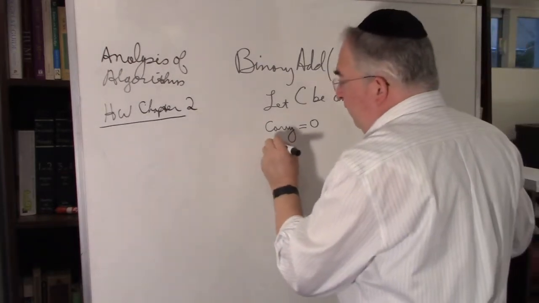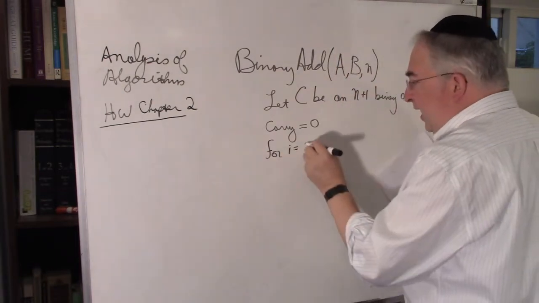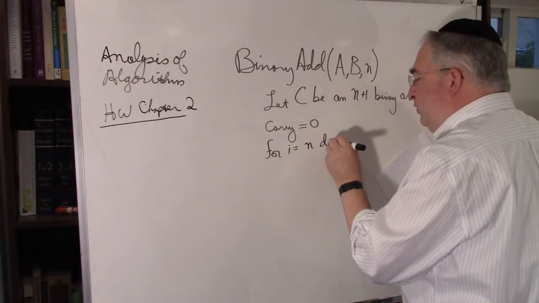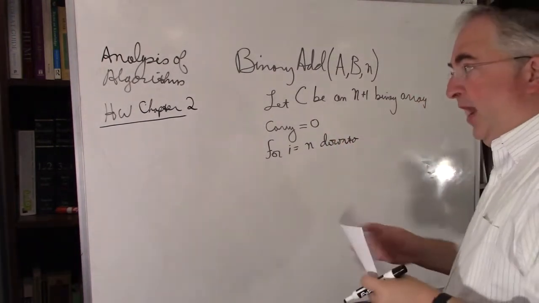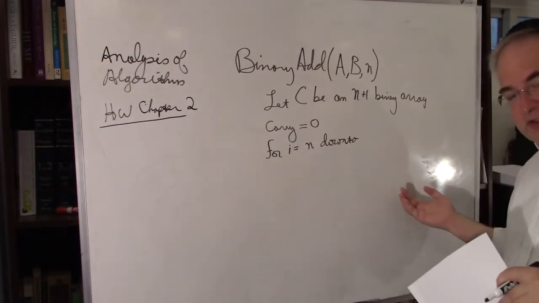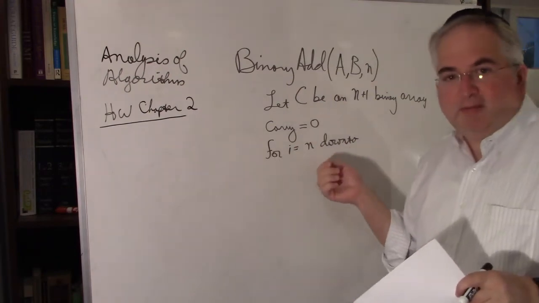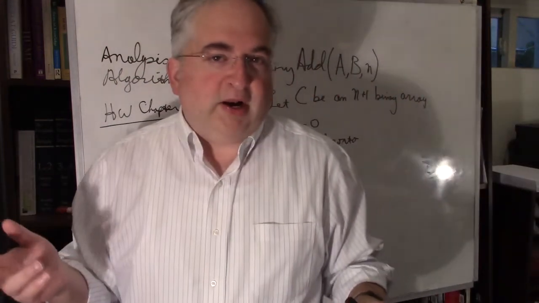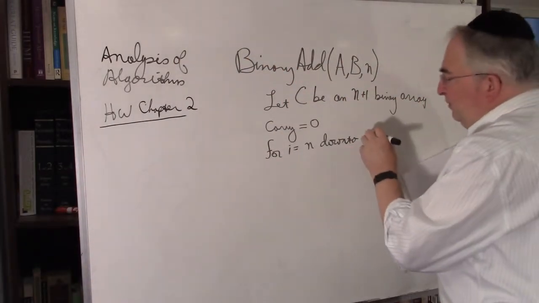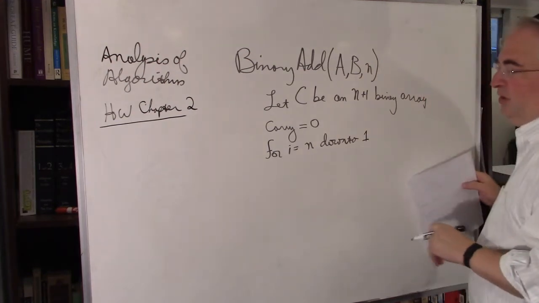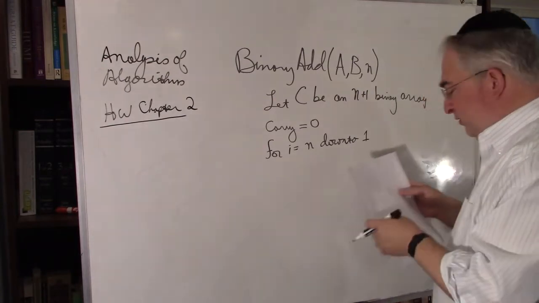Now for i equals n down to 1. So we're not going up, we're going down. And that's because if you think of the array like this, we went backwards. Of course, it's a matter of convention. You can write it any way you want. You can have your bits going the other way. But I think it's clearer if we do this. For i equal to n down to 1, so you decrement. You start at n and you go down to 1.